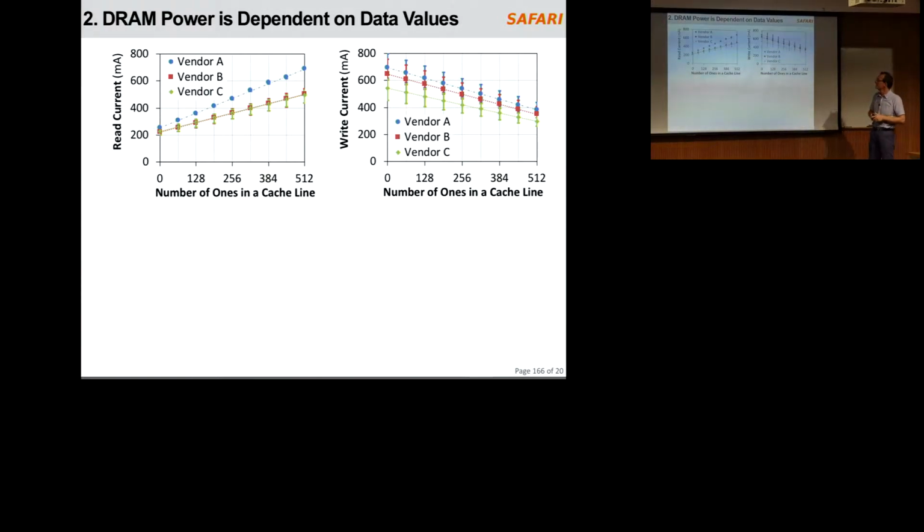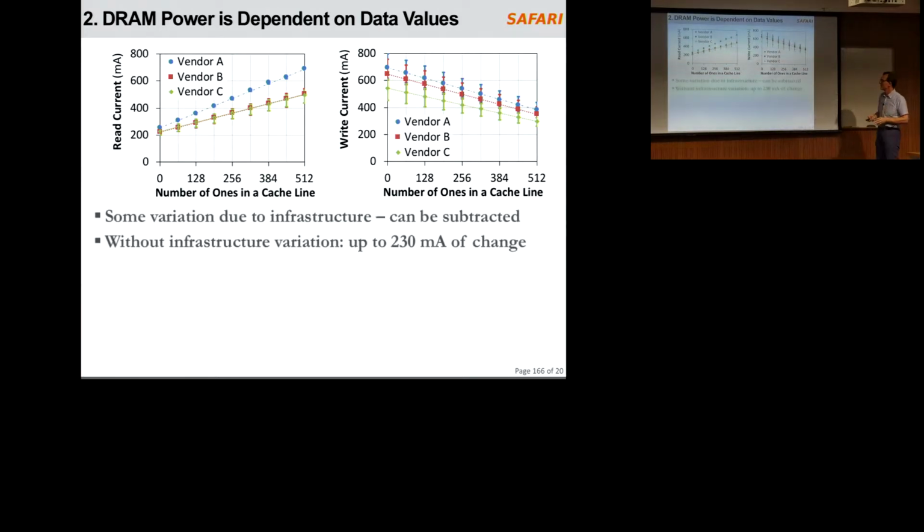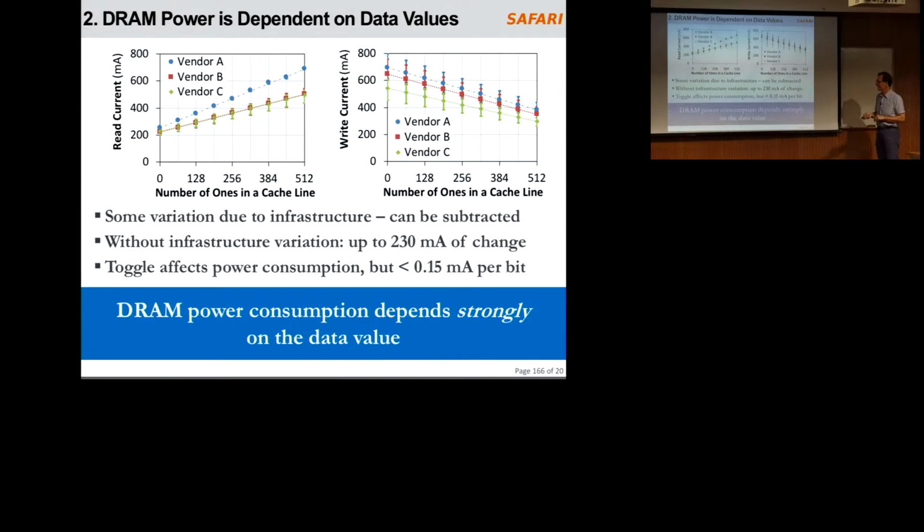Okay, so data values. If you want to learn more about this, there's more in the paper, but you can see that there's a clear correlation between the data pattern and the read current and the write current. There's a lot of analysis in the paper. Some of it is intuitive, some of it is not so intuitive, but take a look at it. I'm not going to talk about this a lot more here. But DRAM power consumption depends strongly on the data value that you're reading or writing.